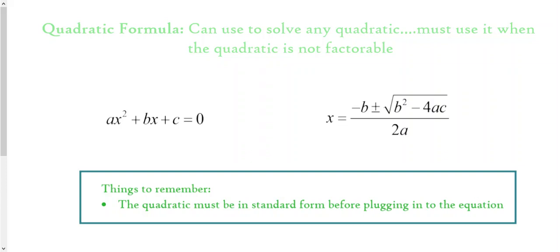A, b, and c are coming from our standard form. A is always in front of x squared, b is always in front of x, and c is the number. But just always remember this box. We have to be in standard form before we plug the a, b, and c into our formula.